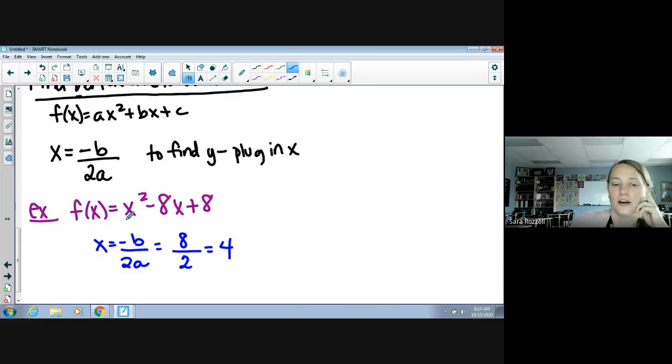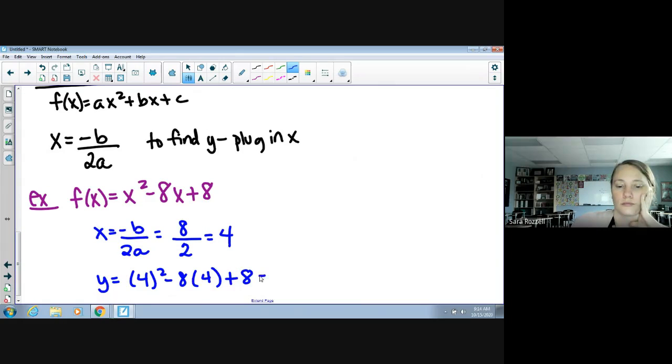That gives you the x value. Now to find your y value, you're going to plug 4 in for your x's. So just plug it into that equation. 16 minus 32 plus 8 gives us, anybody got it? Negative 8, right? That's what you're going to say? Okay. All right, so negative 8. So our vertex is the ordered pair 4, negative 8.